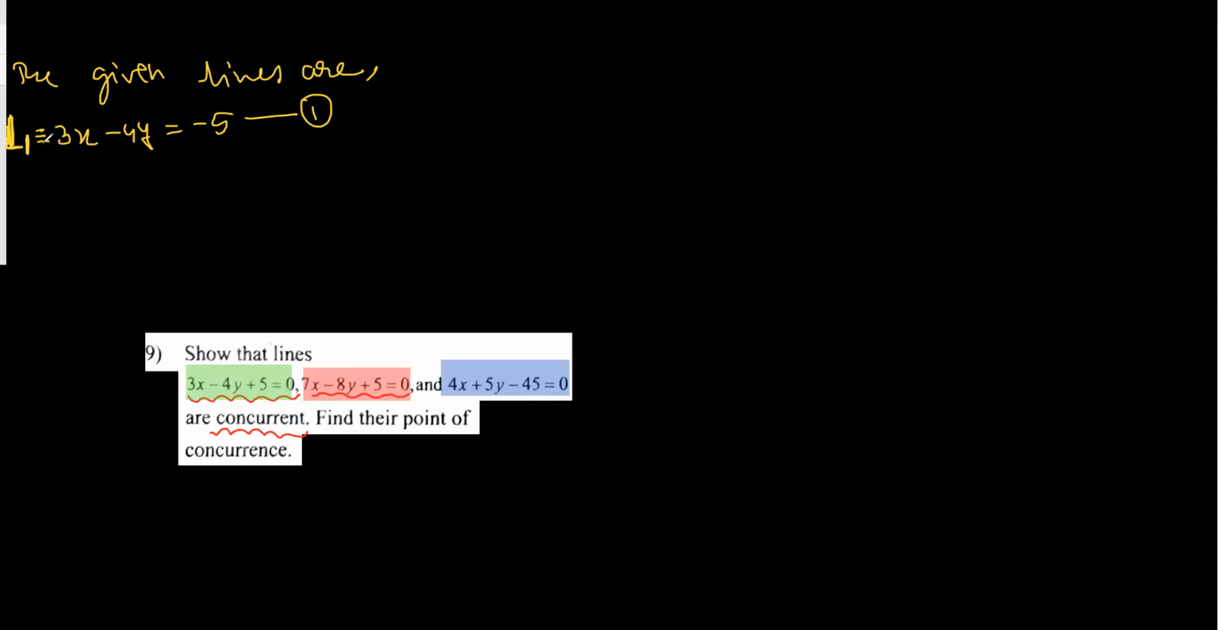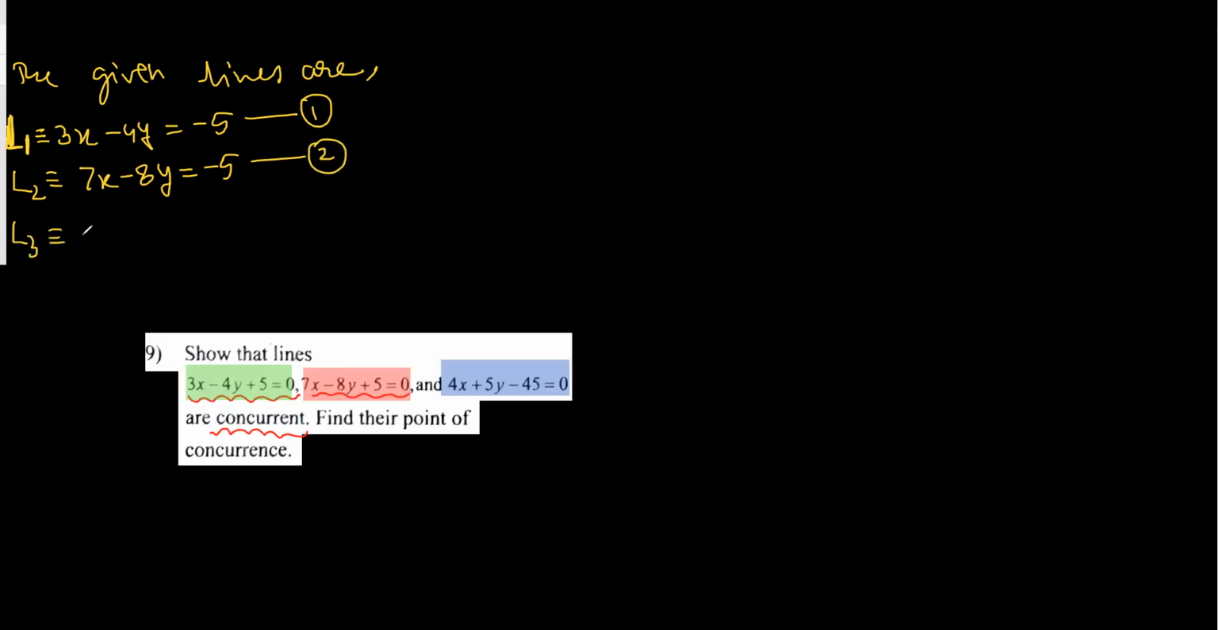Okay, see, three lines. Here I am drawing three lines. L1 corresponds to this equation. This is the equation of line L1. Then L2. L2, I will write, 7x minus 8y equals minus 5.